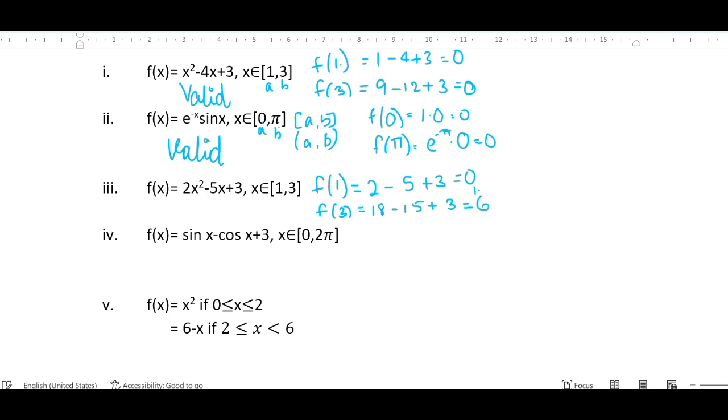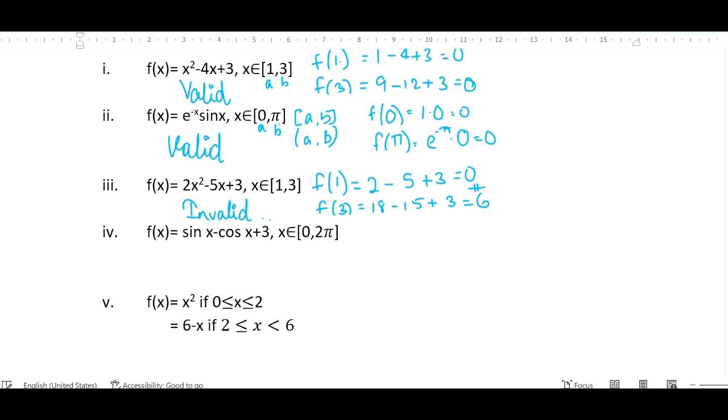So this is not equal. So hence it is invalid. It's not valid, it's invalid. Moving on to the fourth sub question.